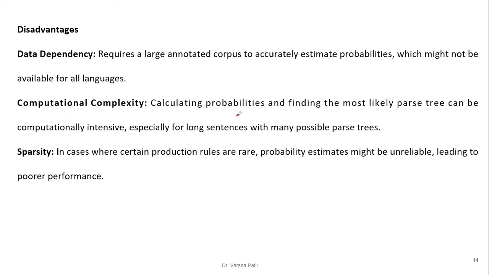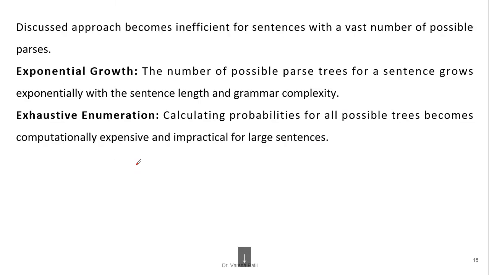Computational complexity: calculating probabilities and finding the most likely parse tree can be computationally intensive, especially for long sentences with multiple possible trees. So in a previous video I have already explained that during parsing, when the number of words in a sentence increases, the number of possible parse trees increases in an exponential manner, that is nothing but the Catalan number. So that is the problem. Sparsity: in cases where certain production rules are rare, the probability estimate might be unreliable, leading to poor performance, because this is basically all based on the probability concept.